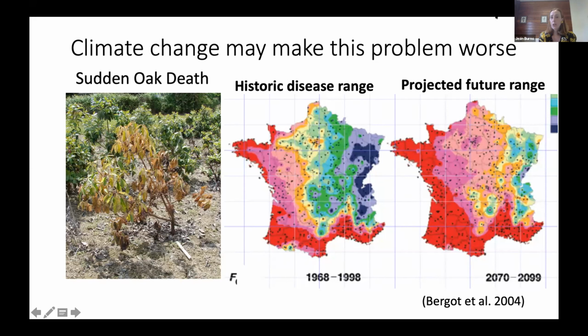But that is projected to change with changing climates. And as winters get warmer, we are projected to see an increase in the distribution and severity of diseases like sudden oak death. So that is to say, climate change is making some of these problems, like invasive plant diseases, worse over time.